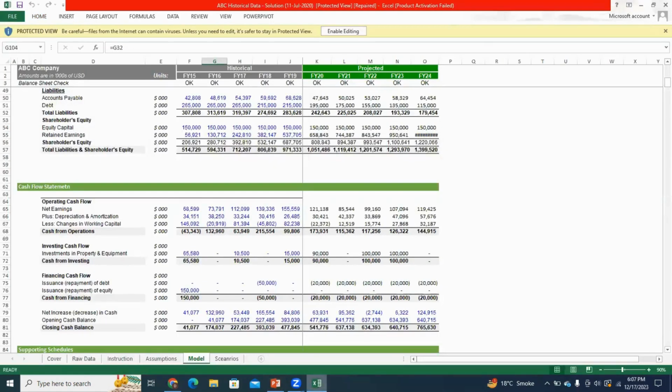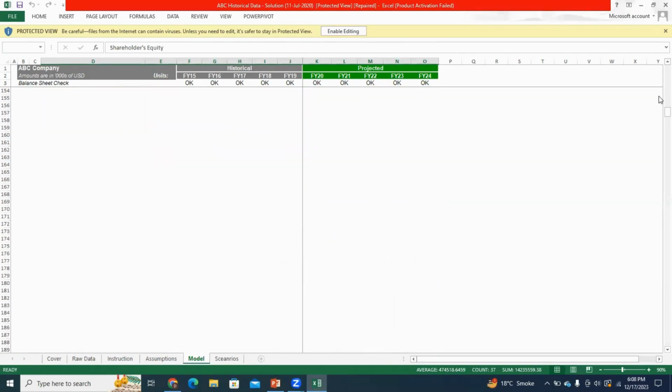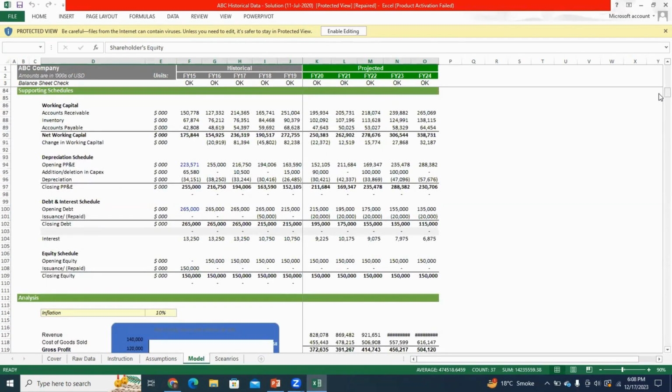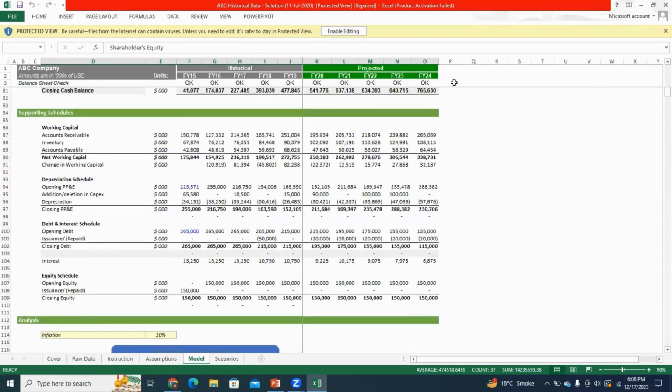Let me show you. Here I have a shareholder equity heading, with historical data moving towards the projected data. It states equity capital, retained earnings, and shareholder equity. Yes, this is the changes in equity statement. You can prepare it in a separate sheet or in a separate way. Under it you can see I have a heading of supporting schedule. Yes, we have a supporting schedule. We can prepare the equity schedule.